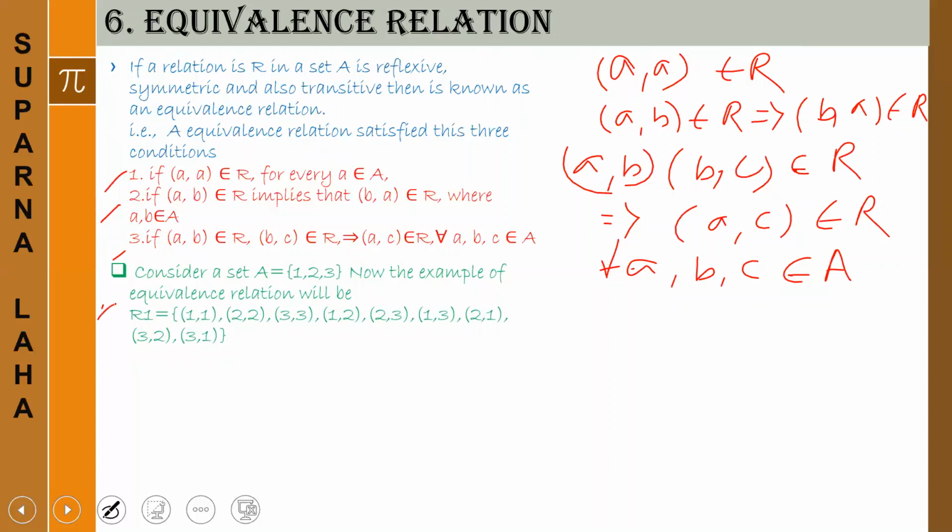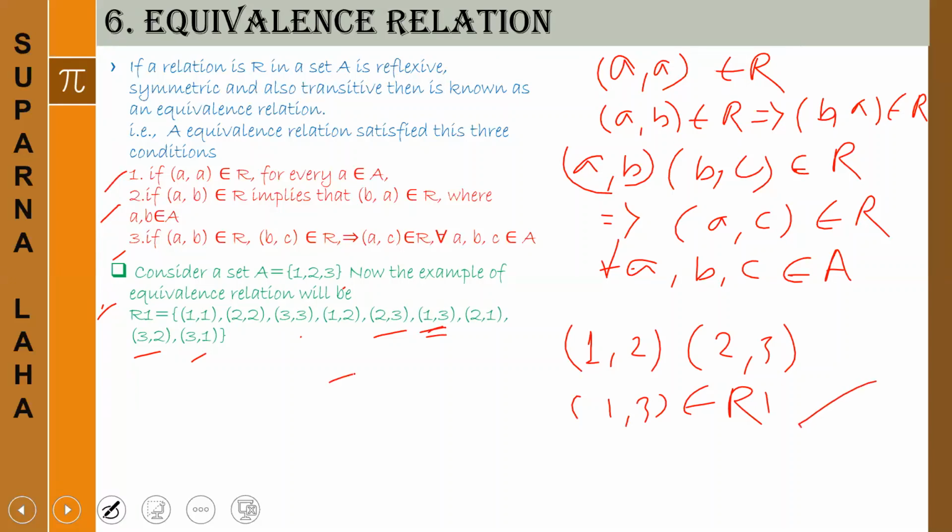You can check the reflexive property: (1, 1), (2, 2), (3, 3). Three elements, these three pairs are there. (1, 2), (2, 1), (2, 3), (3, 2), (1, 3), (3, 1). These also belong to this relation R1. Now (1, 2), first-second, (2, 3), second-third. So (1, 3) should belong to the relation R1. So here I can check this (1, 3) belongs to R1. Hence it's an equivalence relation.